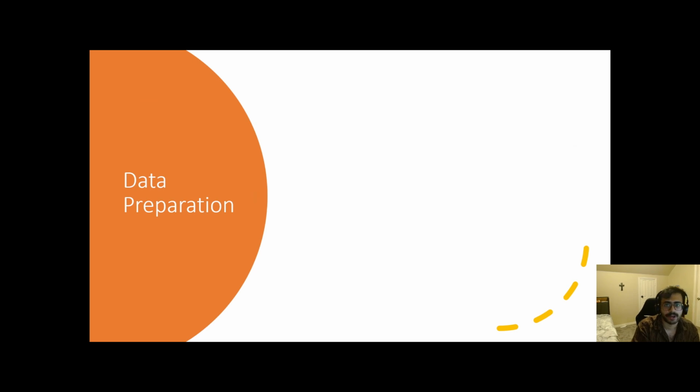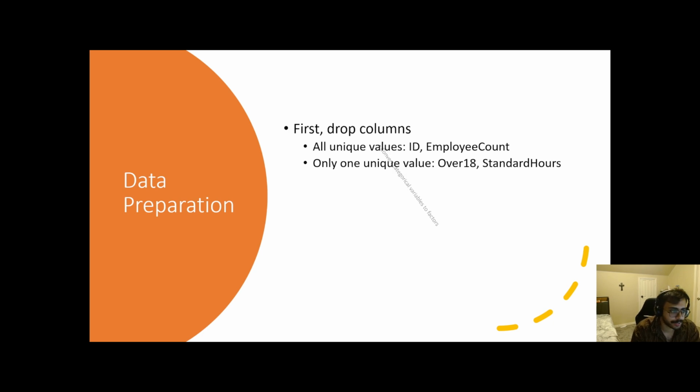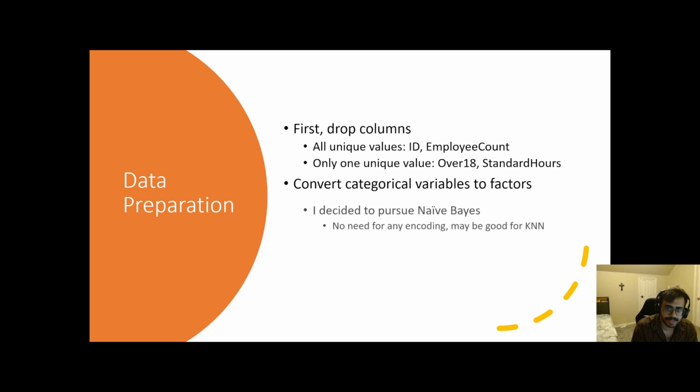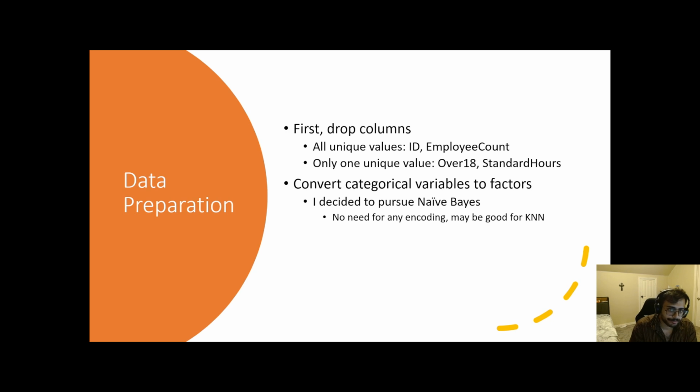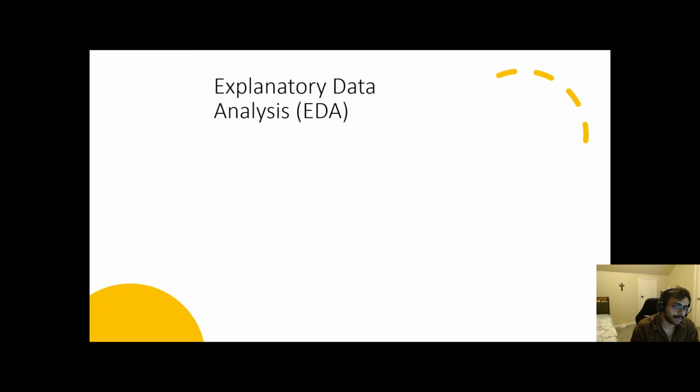So for data preparation, I first dropped those interesting columns because they provided information that was of no value to predicting attrition. Then I converted the categorical variables to factors because I was going to pursue the naive Bayes model. So there was no need for any type of encoding, such as label or one hot for a KNN.